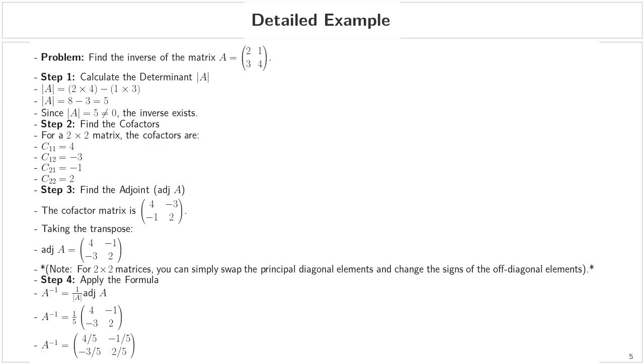Finally, step 4, we apply our master formula. We take 1 divided by the determinant, which is 1/5, and multiply it by our adjoint matrix. When we distribute that 1/5 to every element inside the matrix, we get our final answer. The first element is 4/5, the second is -1/5, the third is -3/5, and the fourth is 2/5.